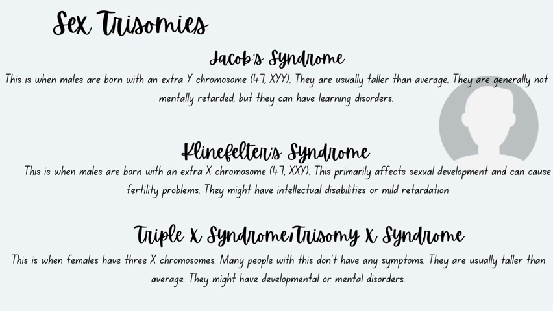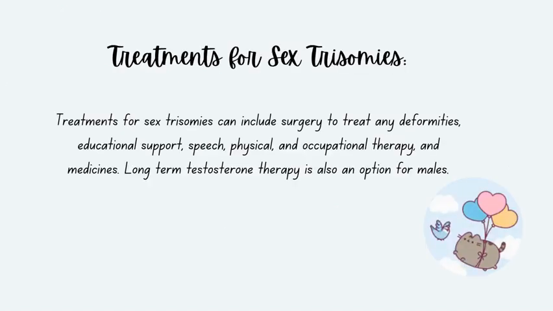Number 3, triple X syndrome, also known as trisomy X syndrome. This is when females have 3 X chromosomes, so instead of XX, it's XXX. Many people with this don't have any symptoms. They are usually taller than average. They might have developmental or mental disorders. Treatments for sex trisomies can include surgery to treat any deformities, educational support, speech, physical and occupational therapy, and medicines. Long-term testosterone therapy is also an option for males.